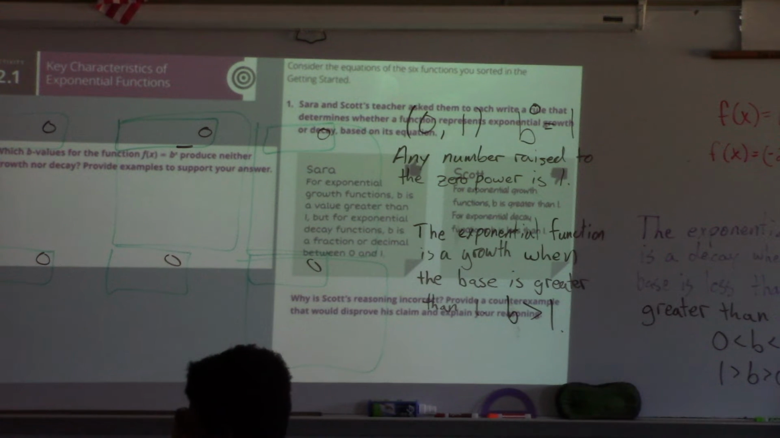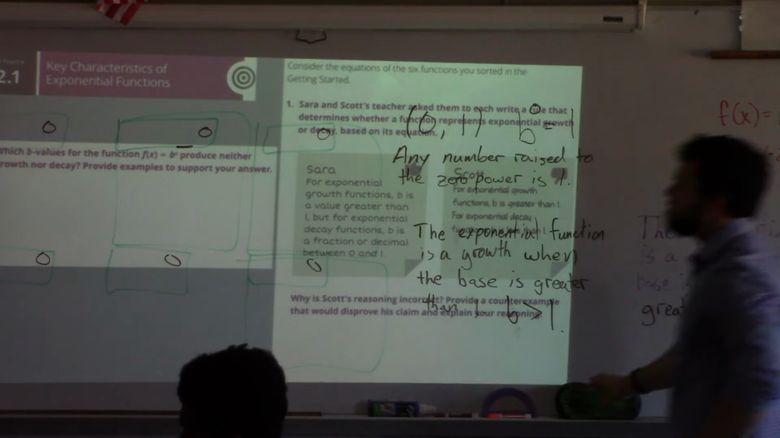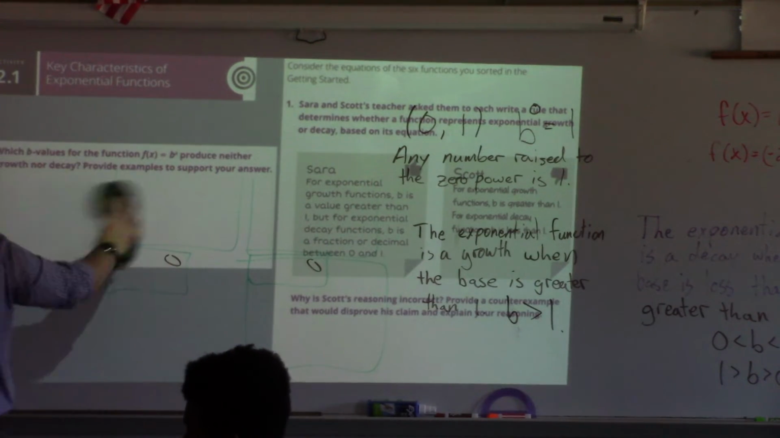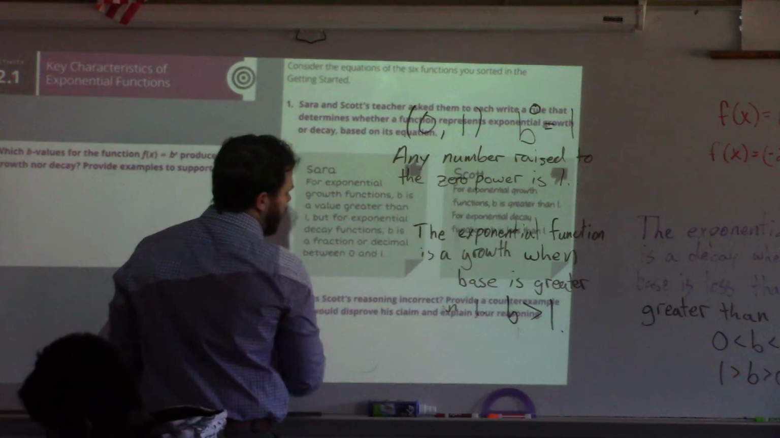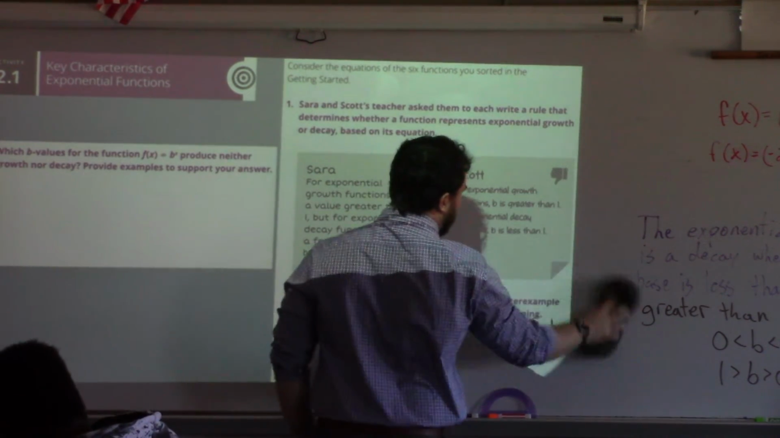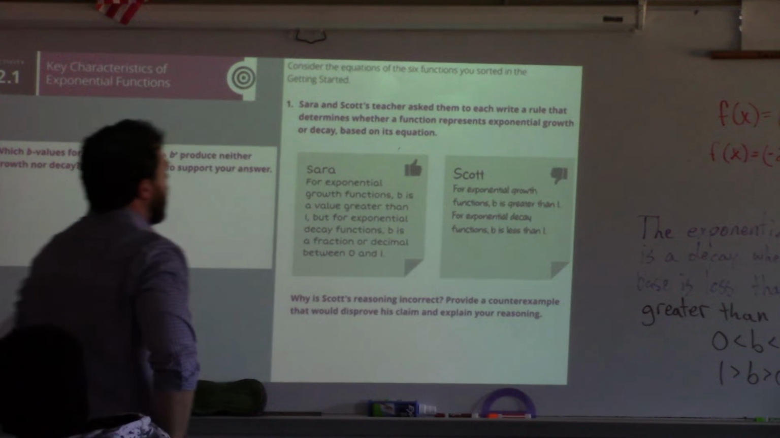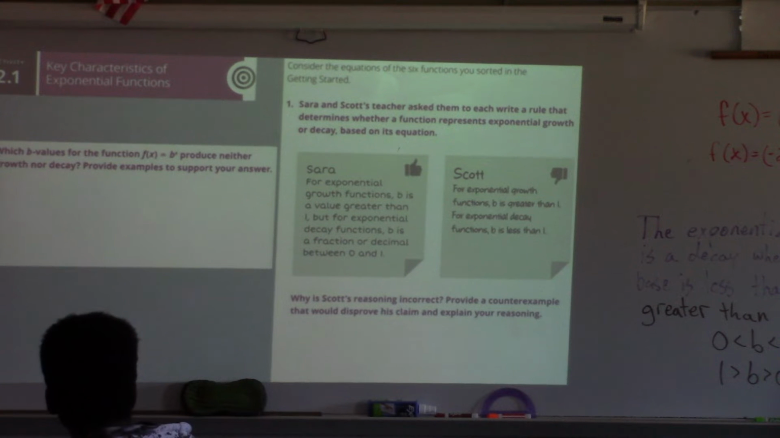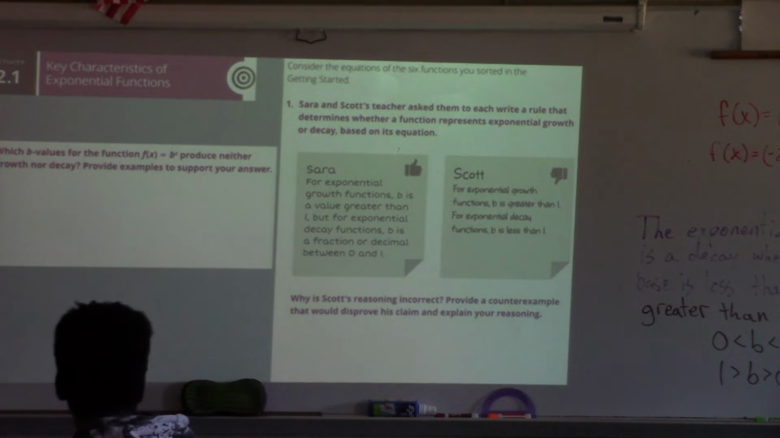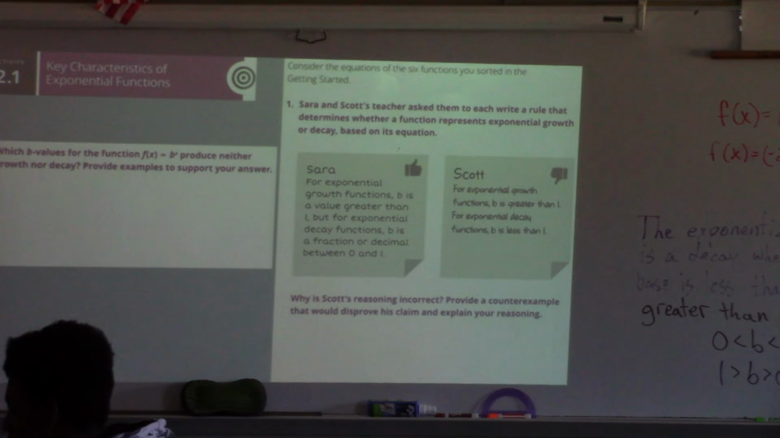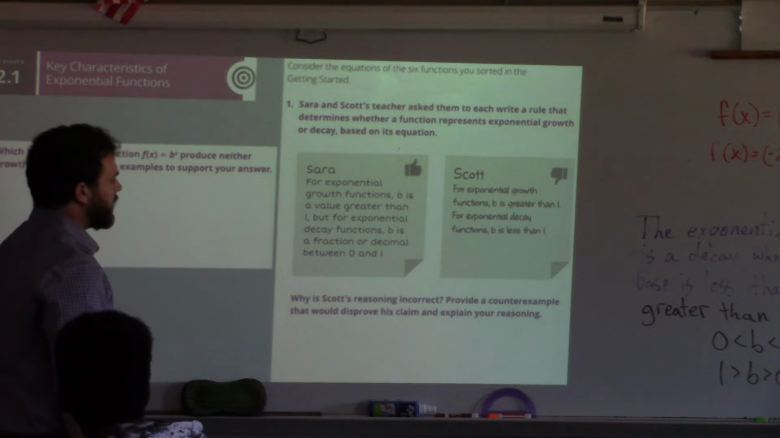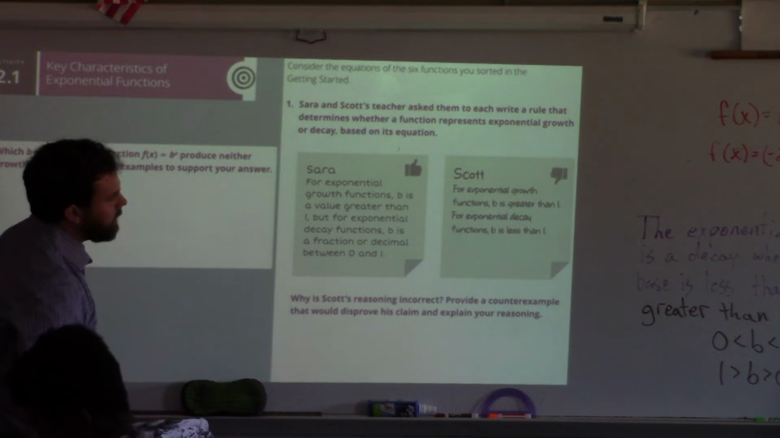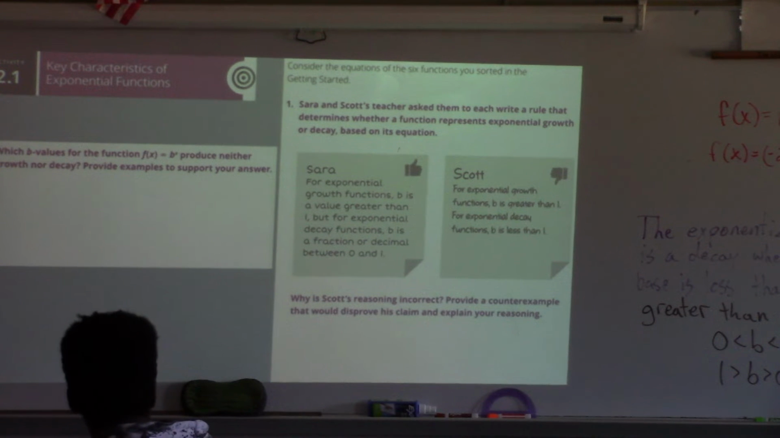So here's activity 2.1 that's on the back of the page you were just looking at. Looking at number 1, we've actually already answered most of this, so we're going to move through this pretty quickly. Sarah and Scott's teacher asked them to each write a rule that determines whether a function represents exponential growth or decay based on its equation. Sarah said for exponential growth functions, b is a value greater than 1, but for exponential decay functions, b is a fraction or decimal between 0 and 1. Scott said for exponential growth functions, b is greater than 1, for exponential decay functions, b is less than 1.